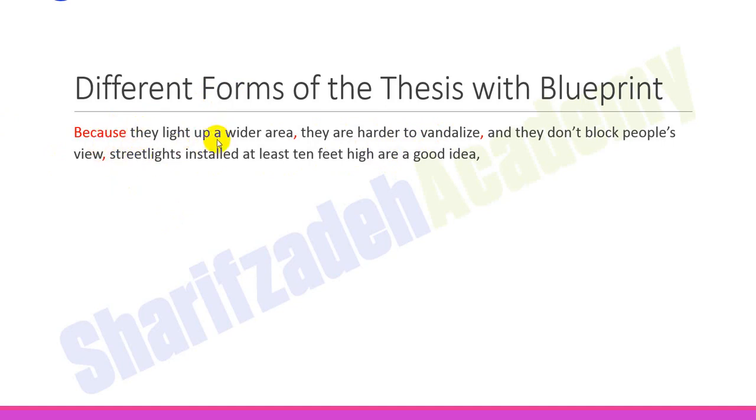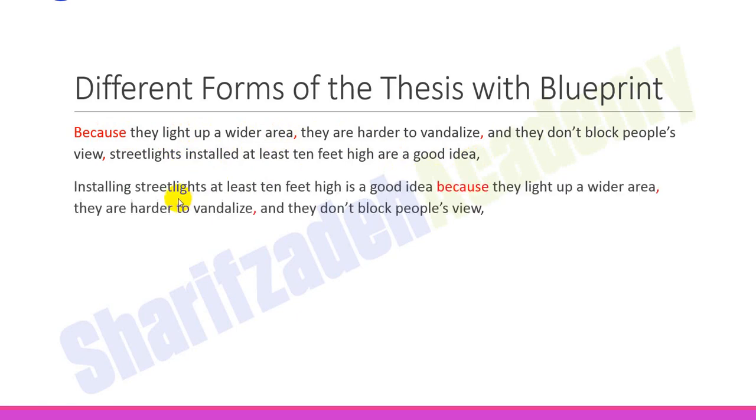We say that because they light up a wider area, comma, here you see, they are harder to vandalize and they don't block people's views. These are the first three main ideas, and at the end we are providing the readers with the T statement itself, as you see, and at the end we should put a period, full stop here, okay? This means that we are finishing our sentence, and this is usually the last sentence of your introduction paragraph. The T statement with blueprint most of the time appears at the end of your introduction paragraph.